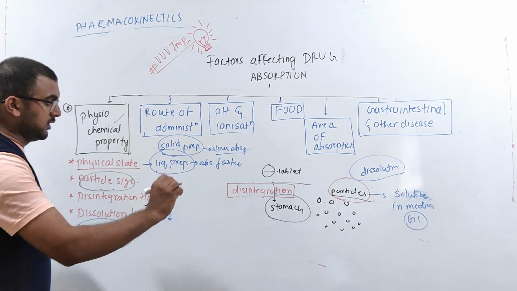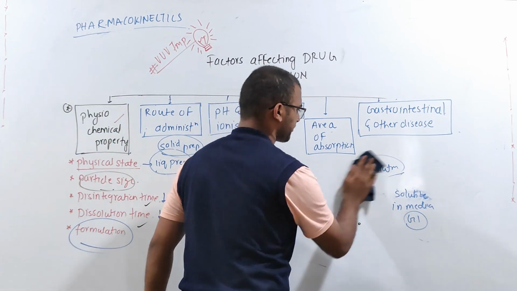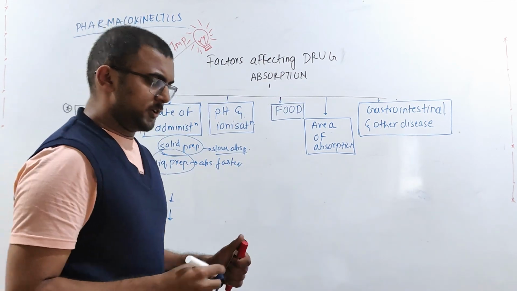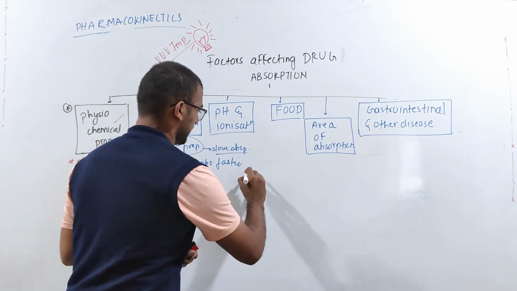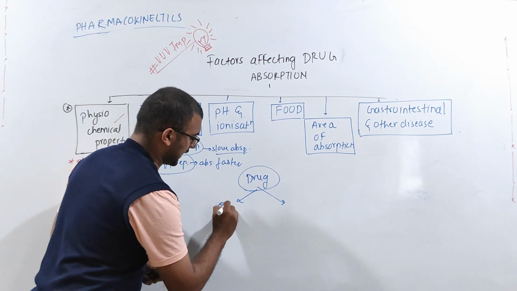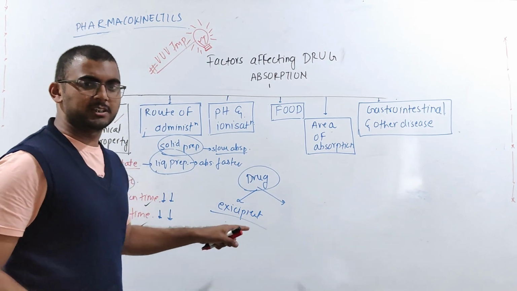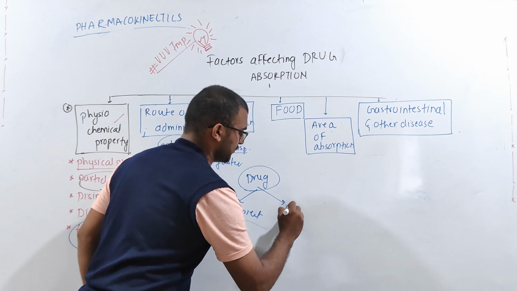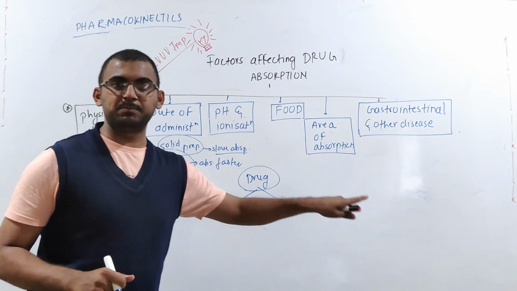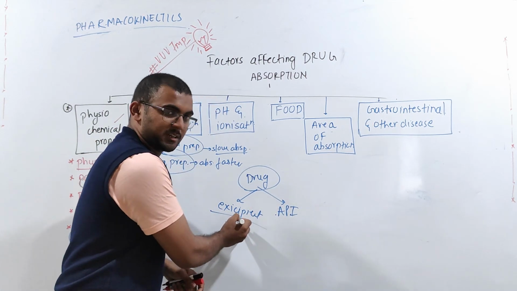Now, next we'll talk about the formulation. What does formulation mean over here? See, we are taking a drug, and in the drug you have two things. We always studied that. One is your excipient, right? What is the other one? The other one is your API. What is API? API is nothing but active pharmaceutical ingredient. So this API is mixed with the excipient, right?